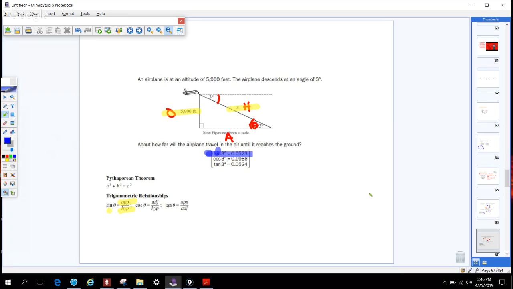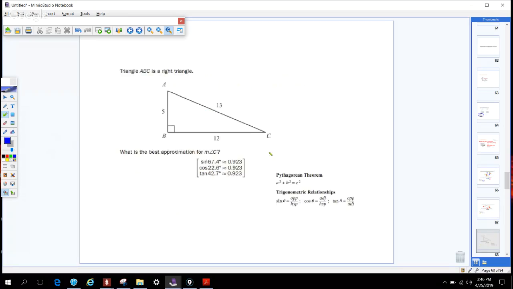So far, so good? Next, here's another one. I've got this triangle. It says, what's the best approximation for angle C? Because this says angle C is my theta. Now again, here's my right angle. This is my hypotenuse. Here's my theta. That's my adjacent, because the adjacent touches the angle. And this is my opposite.